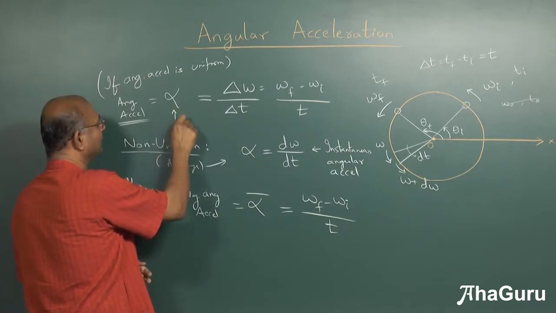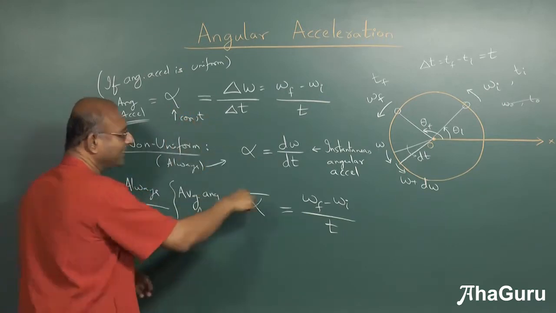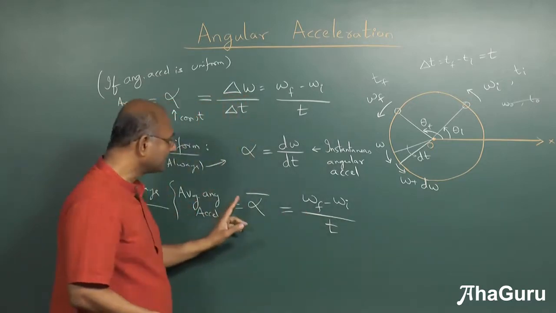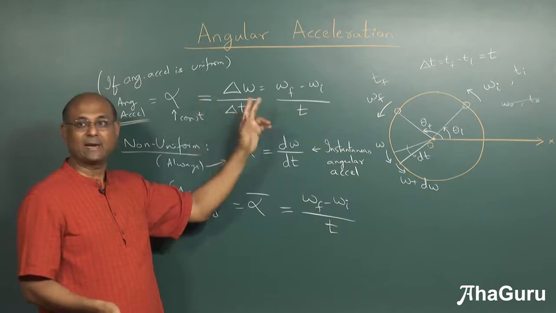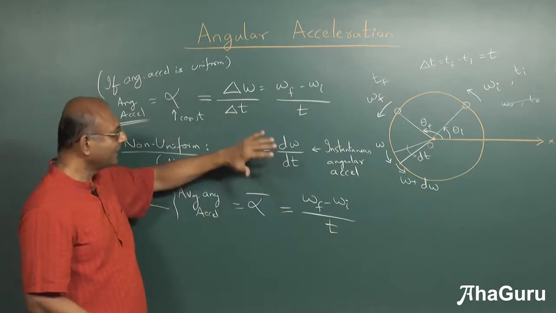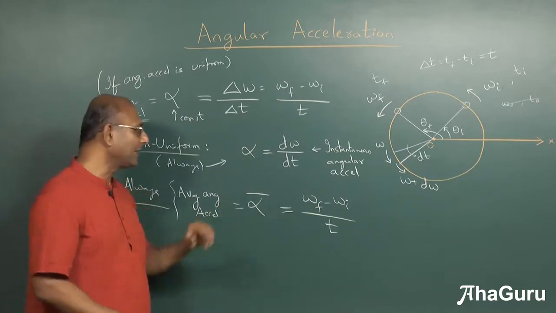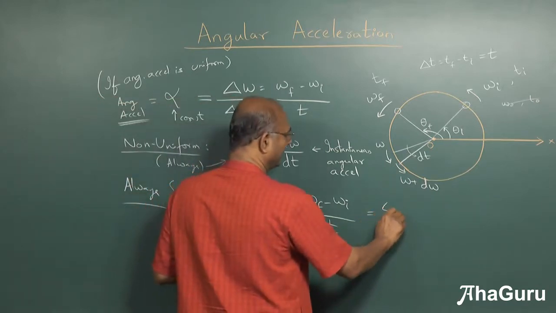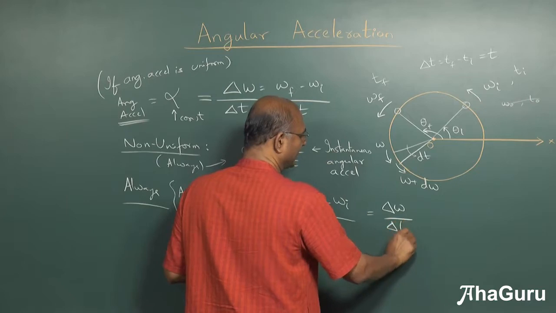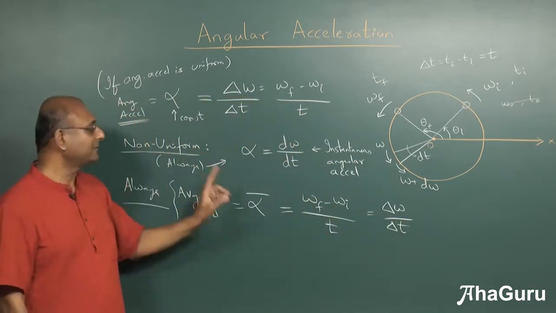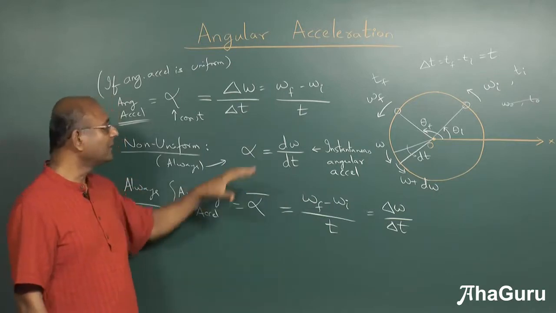So if alpha is constant, what is the average alpha? Same as the alpha. So therefore, this statement I can write only for the uniform case. In general, otherwise, average angular acceleration will be delta omega by delta t. In general, delta omega by delta t does not give us angular acceleration, it gives us average angular acceleration. If it is constant, it gives us angular acceleration.